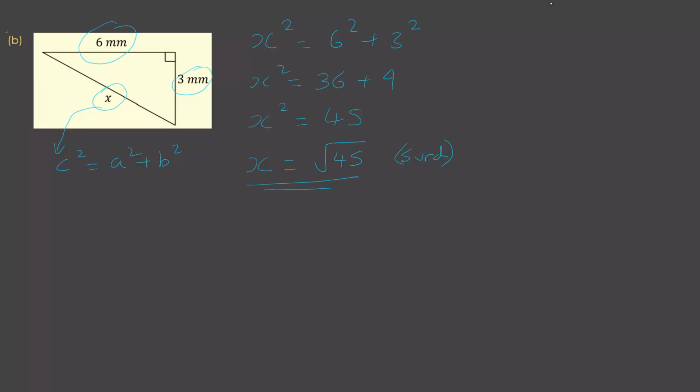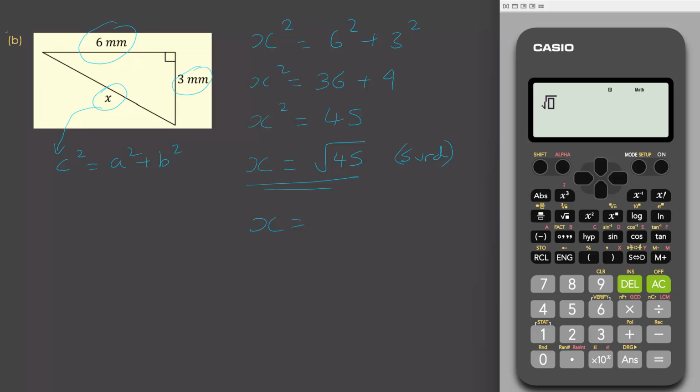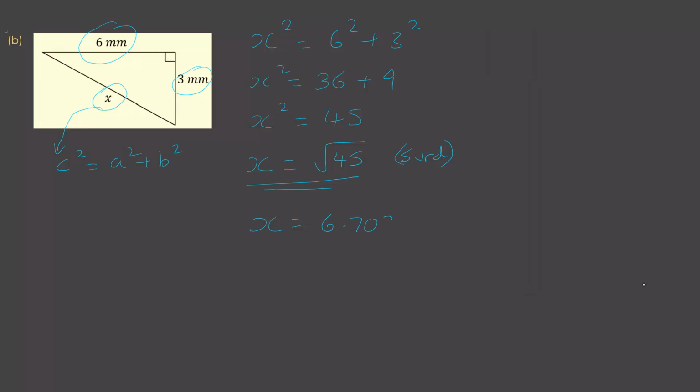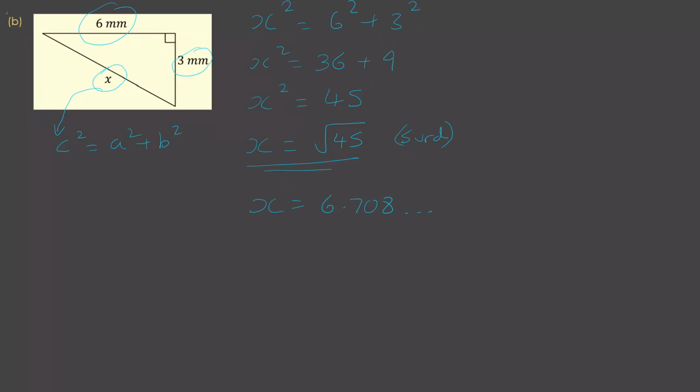Then we wanted the answer to 1 decimal place. And that means just evaluating the square root of 45. And that's 6.708, and so on. So if we round that to 1 decimal place, since we've got a 0 here, that's 6.7 millimeters, correct to the 1 decimal place required.